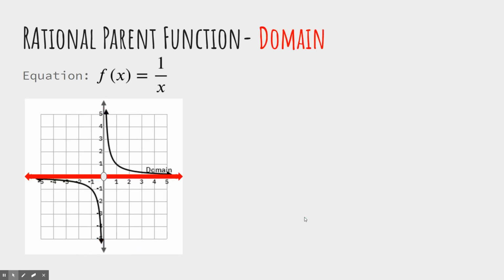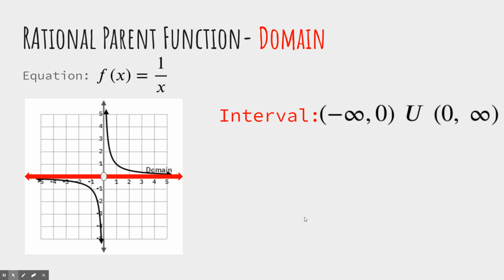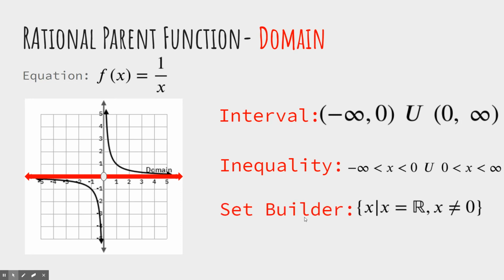Now to focus on the domain. So in interval notation, it's negative infinity to 0 and 0 to infinity. But in inequality, it's going to be written as negative infinity is less than x is less than 0, and 0 is less than x is less than infinity. For the set builder notation, it's easier to write it as x such that x is equal to all real numbers, except x cannot be equal to 0.